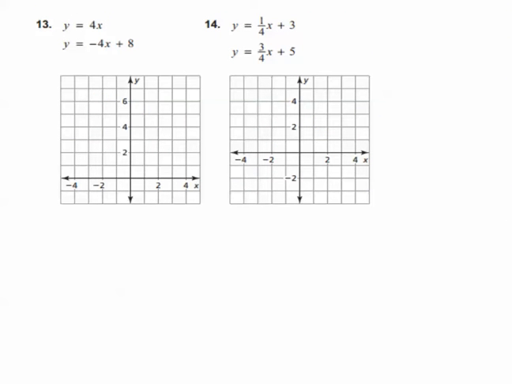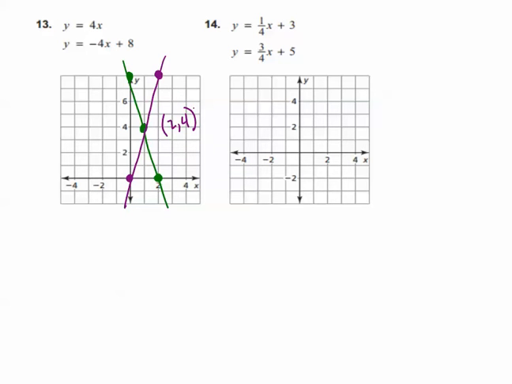In number 13, we have a y-intercept of 0 and a slope of 4. So the first line might look something like that. In the second equation, we have a y-intercept of 8 and a slope of -4, and so you can see where they will cross, and we're going to get the two equations intersecting at the point x is 2 and y is 4.